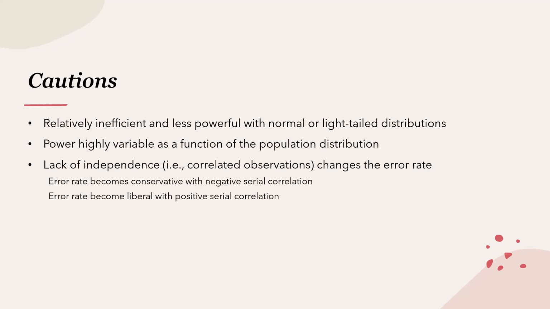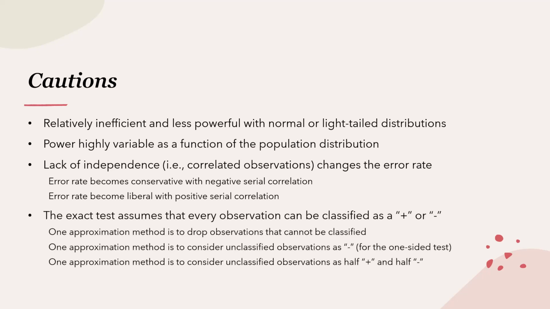And finally, throughout all the use cases that I showed you, I always talked about classifying an observation as a positive or negative. But what if we cannot do that? What if, for example, we have matched pairs and the member in the treatment and the control group score the same so that we have a difference score of 0? In this case, we cannot do an exact test and we're going to have to resort to an approximation. There are 3 approximation methods that have been proposed.